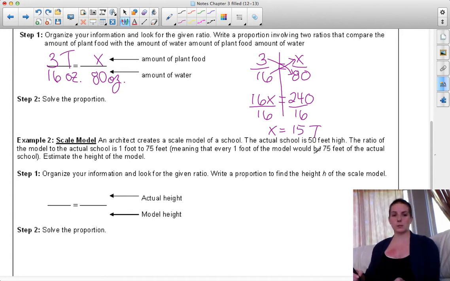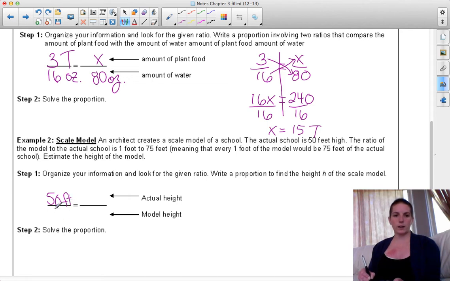All right, example 2 is about a scale model. An architect creates a scale model of a school. The actual school is 50 feet high. The ratio of the model to the actual school is 1 foot represents 75 feet. Estimate the height of the model. So they put actual height compared to model height. So the actual height is 50 feet.